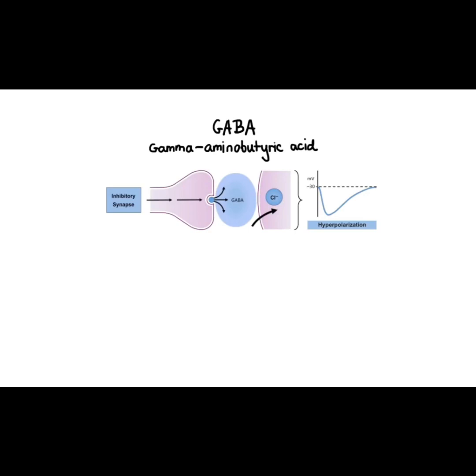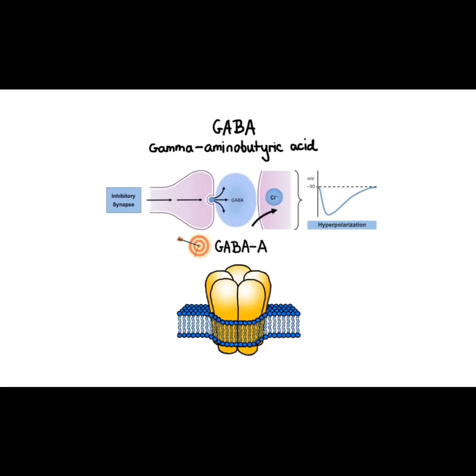Now, GABA is recognized by both ligand-gated and G-protein-linked GABA receptors. In this lecture, we are going to focus on the ligand-gated GABA receptor called GABA-A, as this is the main target of many anxiolytic and hypnotic agents. The GABA-A receptor is made up of 5 subunit proteins arranged to form a central pore. These subunits have been labeled with Greek letters such as alpha, beta, gamma, and delta. The subunit composition of GABA-A receptors in the brain most frequently consists of 2 alpha subunits, 2 beta subunits, and 1 gamma or delta subunit.